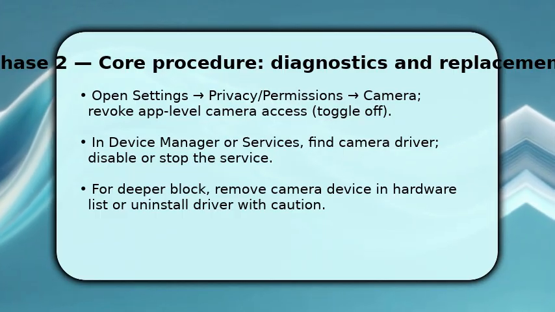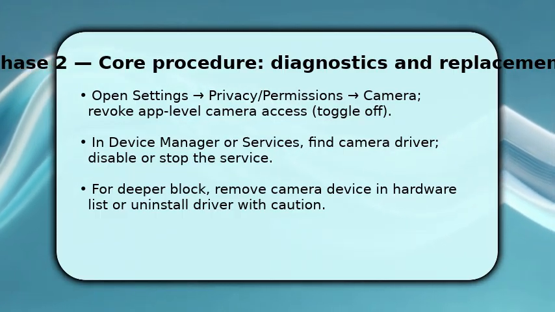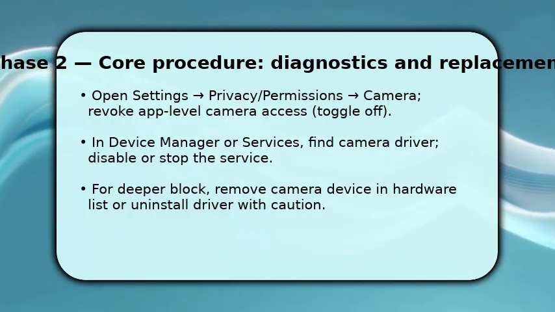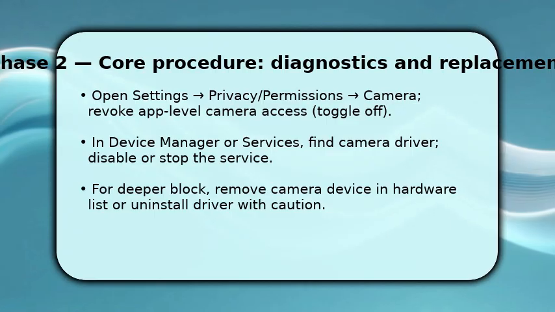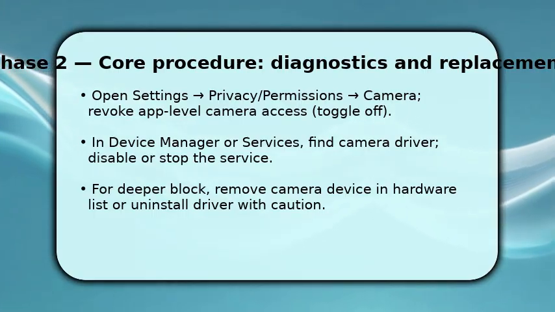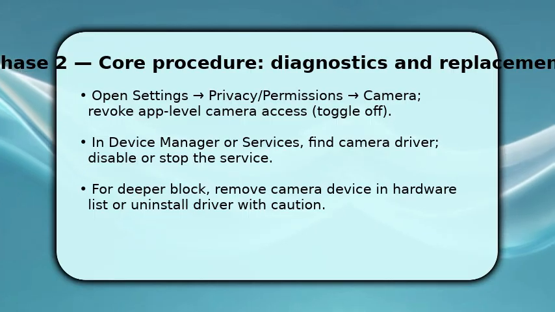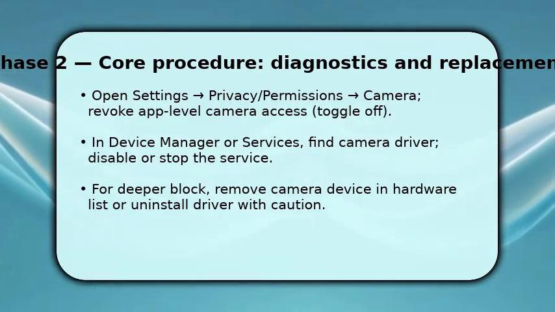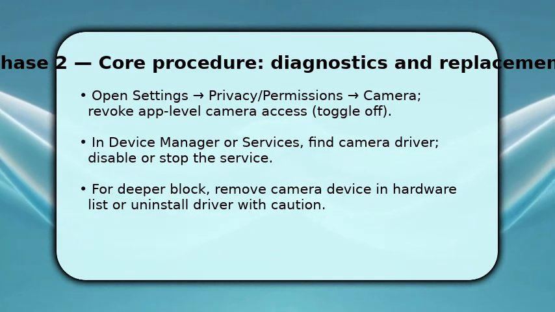This prevents software-level usage. Next, open Device Manager or Services to locate the camera driver, disable the device, or stop the service to cut hardware access system-wide. If you need a stronger block, uninstall the camera driver or remove the device from the hardware list, but make sure you exported the driver or noted the model so you can reinstall it later.